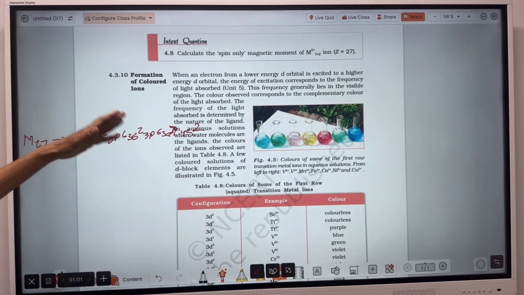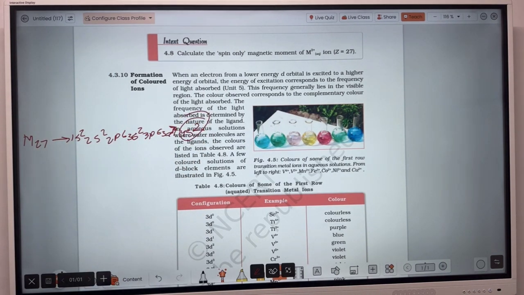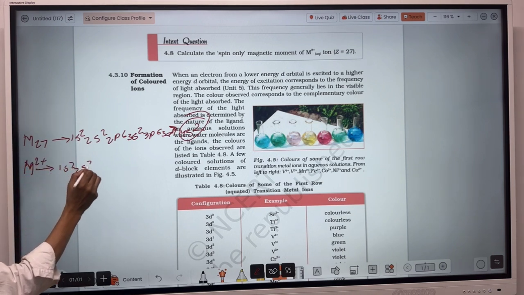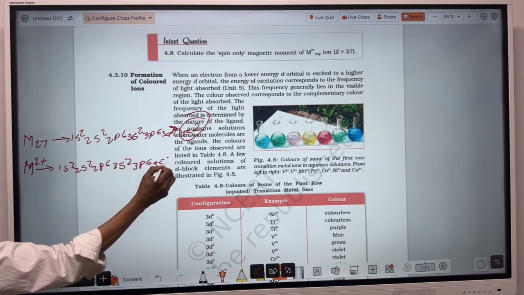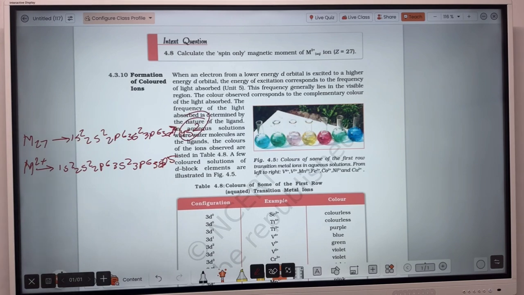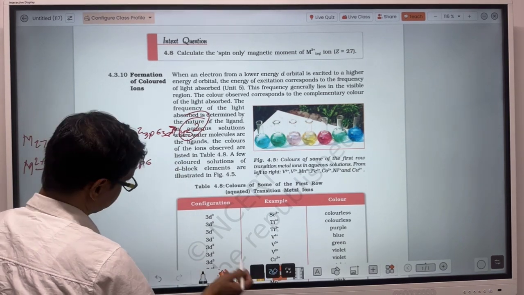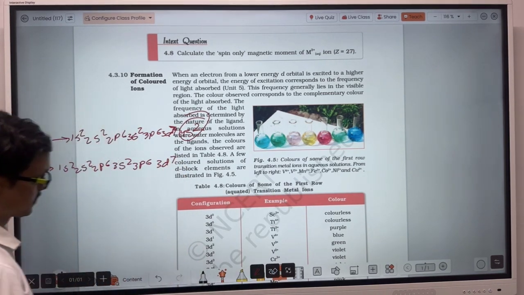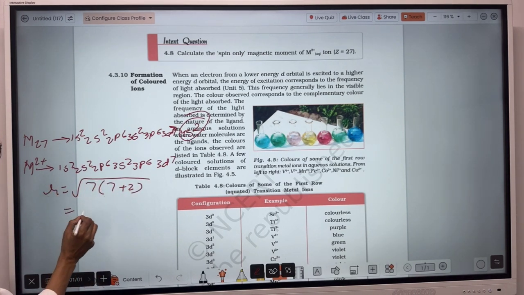(3d7 4s2) here. Okay, divalent ion. So here the electron will be lost from 4s. So now the electronic configuration will be the same here, 3d7. So the magnetic moment will be equal to root under 7 into 7 plus 2, root under 63. 8 8 is 64.